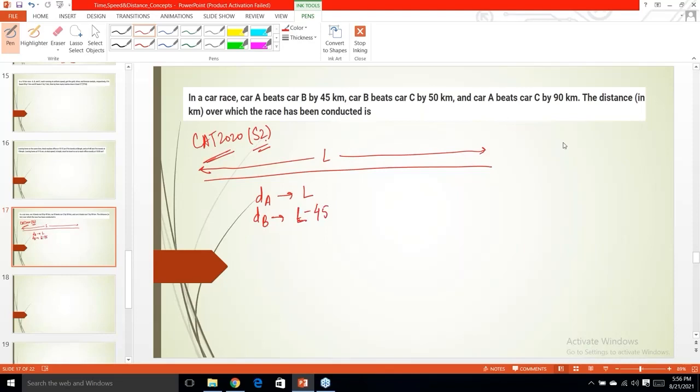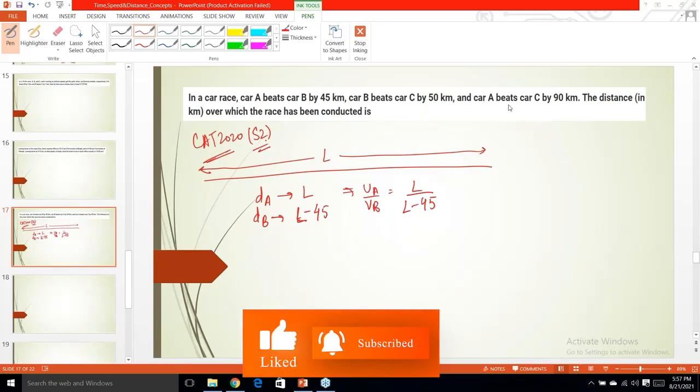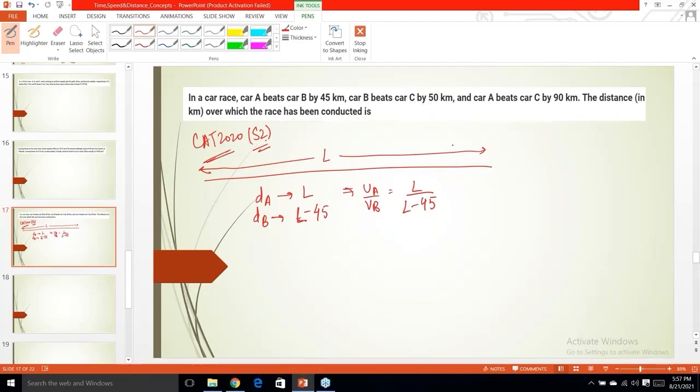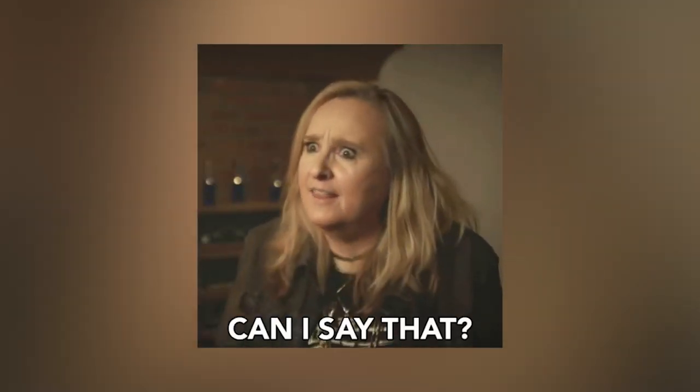Right? This is the same thing that we did in the previous question. And obviously, since it's the same time, can I say that VA by VB is nothing but L upon L minus 45? Again, let's see what the second statement says. Car B beats car C in the same race, which is conducted over this length L. Car B beats C by 50, right? Which means that if I write down the equation directly, can I say that VB by VC is also L upon L minus 50? Can I say that?